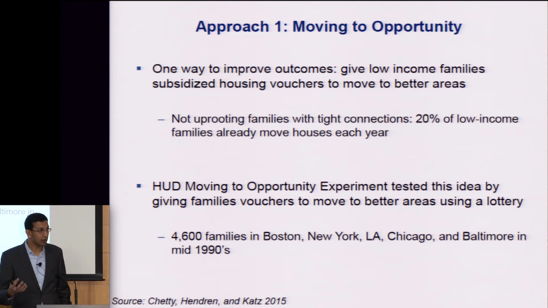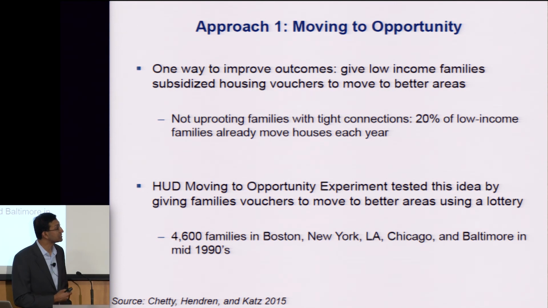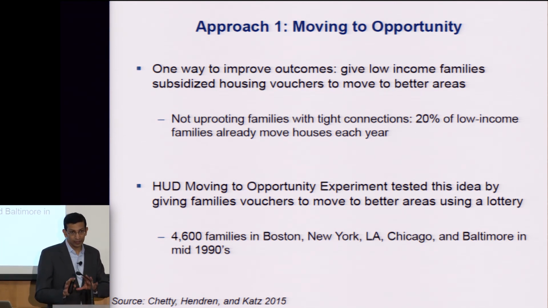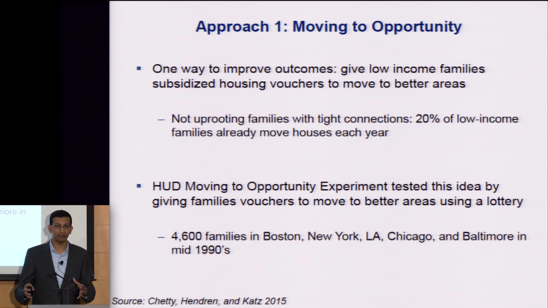So one concrete way in which you might think about improving outcomes is to give low-income families subsidized housing vouchers to move to better areas. So in thinking about this policy, it's important to note that I don't think of this as taking a set of families that are really committed to an area and uprooting them and having them move somewhere else.